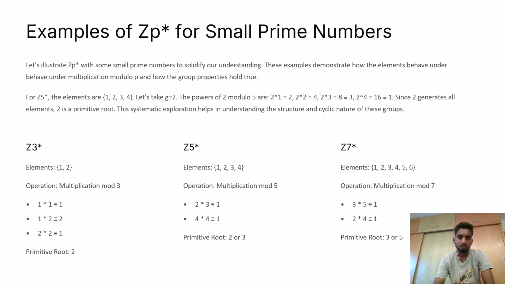Examples of Zp star for small prime numbers. Let's illustrate Zp star with some small prime numbers to solidify our understanding. These examples demonstrate how the elements behave under multiplication modulo p and how the group properties hold true. For Z5 star, the elements are 1, 2, 3, 4. Let's take g equals 2 and compute the powers of 2 modulo 5. Since 2 generates all the elements, 2 is a primitive root. This systematic exploration helps in understanding the structure and cyclic nature of these groups, where you can see Z3 star, Z5 star and Z7 star.